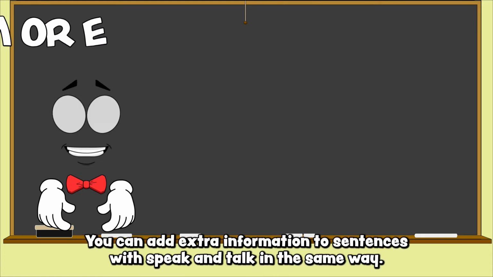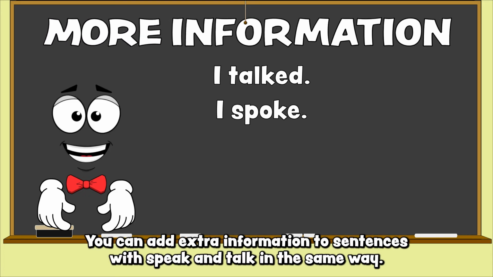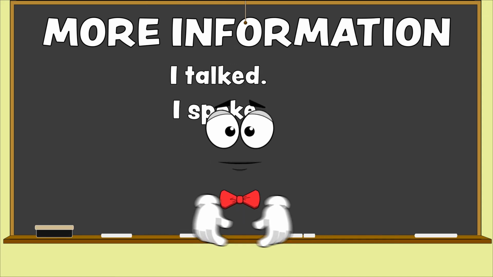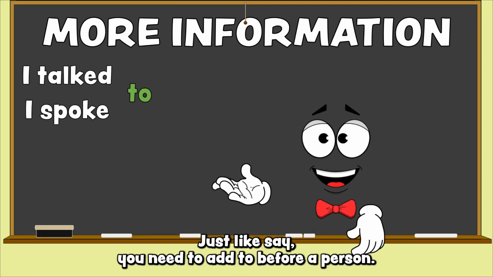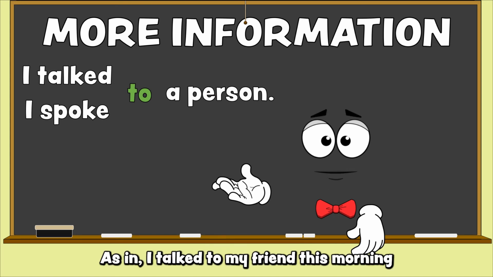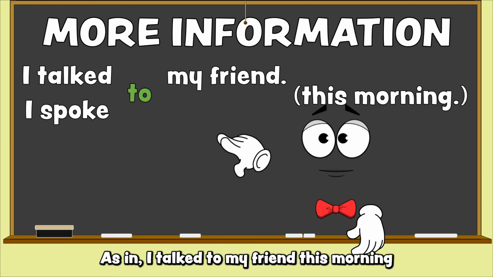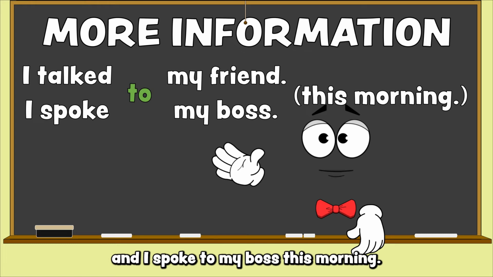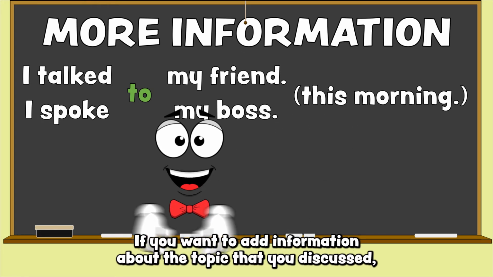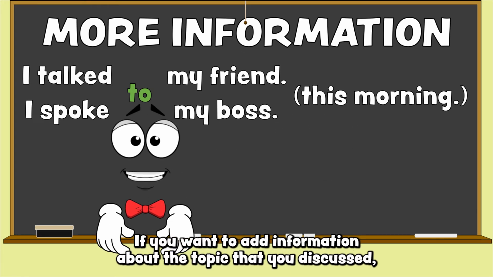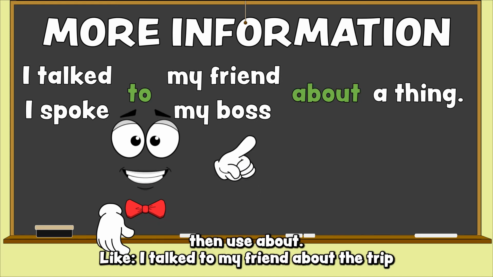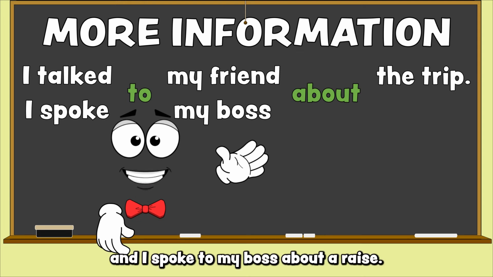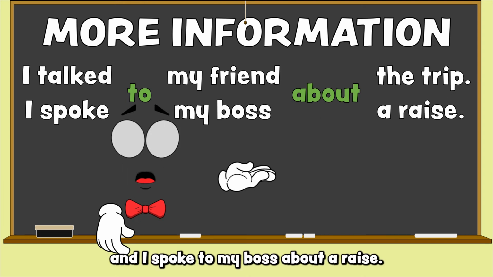You can add extra information to sentences with speak and talk in the same way. Just like say, you need to add to before a person, as in, I talked to my friend this morning, and I spoke to my boss this morning. If you want to add information about the topic that you discussed, then use about. Like, I talked to my friend about the trip, and I spoke to my boss about a raise.